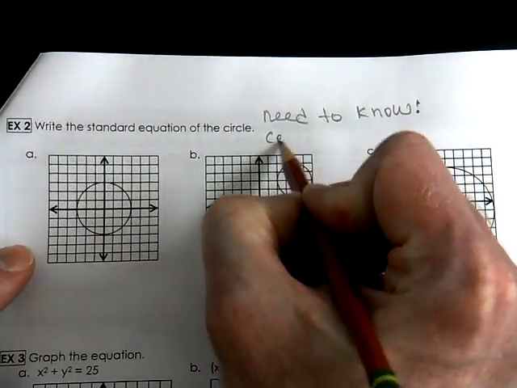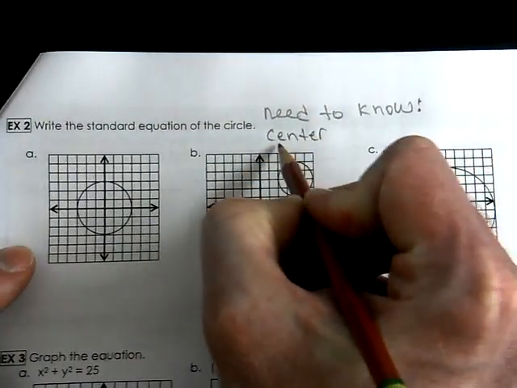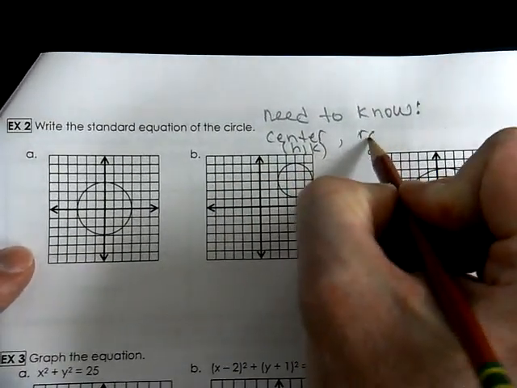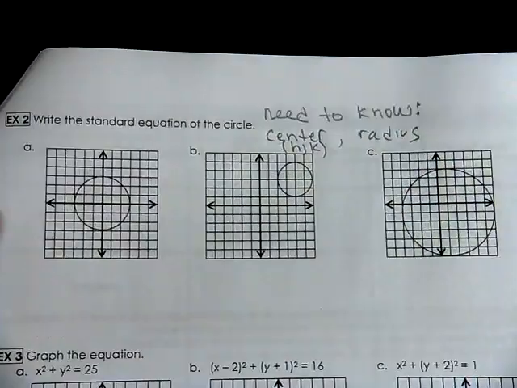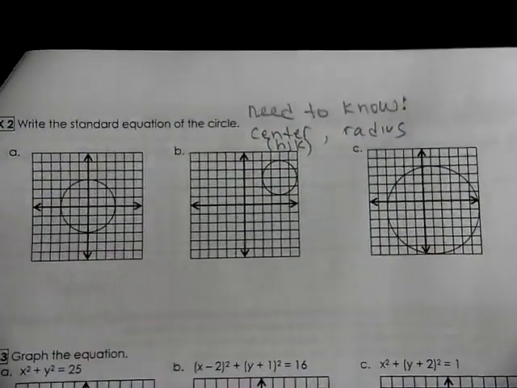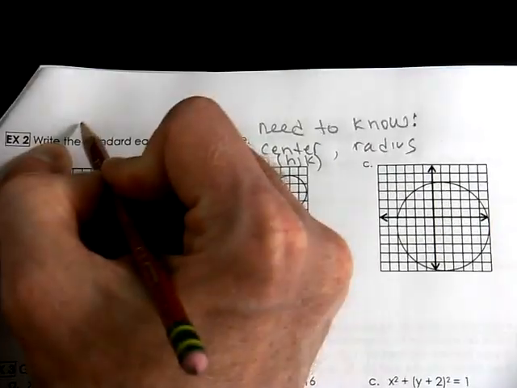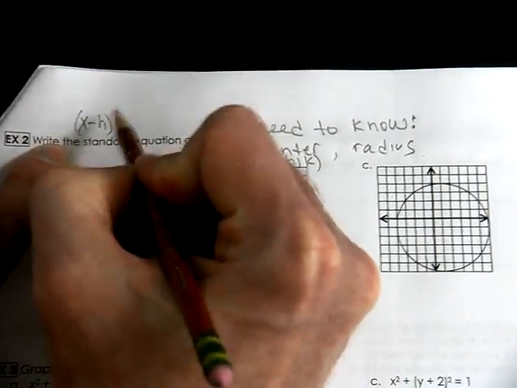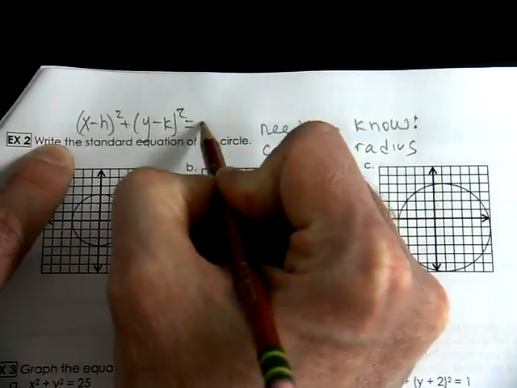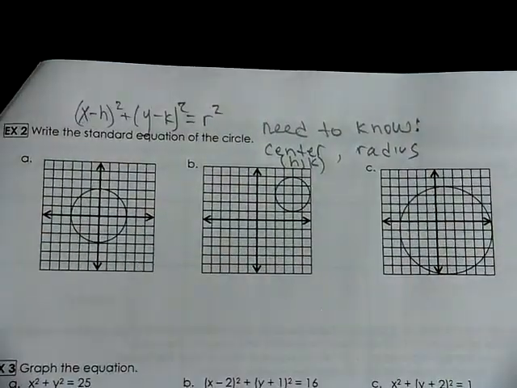We need to know the center, which is an h, k, and we need to know the radius. And then we're going to square it. So our equation, remember, is x minus h squared plus y minus k squared equals r squared.